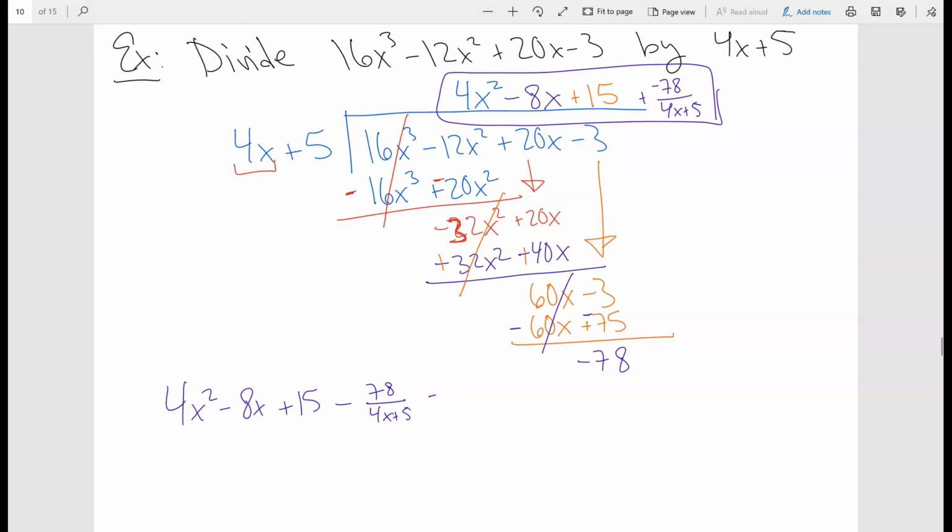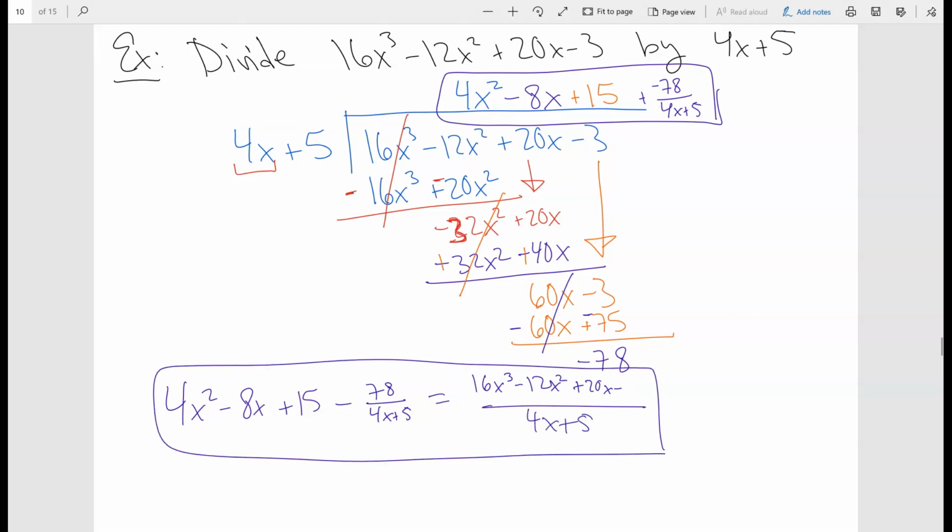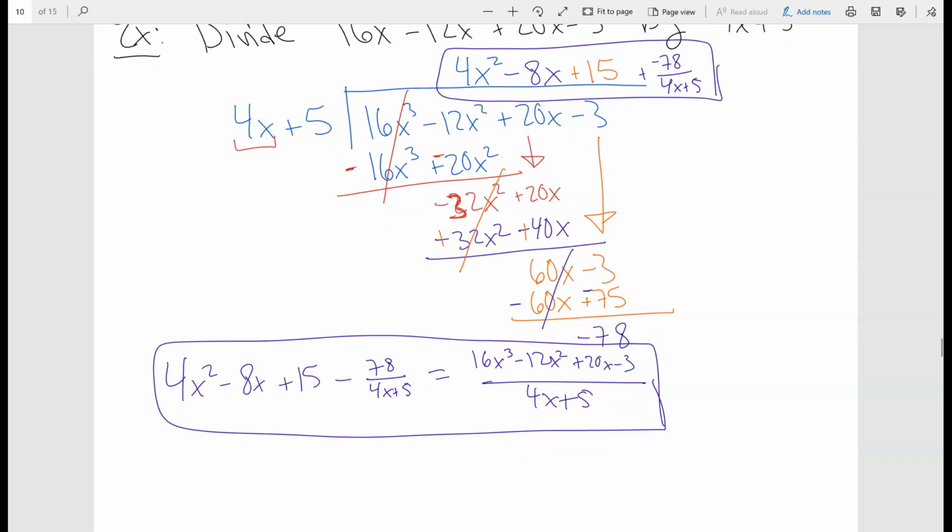Okay, so this is going to be the answer to the division of 16x cubed minus 12x squared plus 20x minus 3 divided by 4x plus 5. Okay, so that's basically the answer. The reason why we're writing it like this is because later on it's going to be very useful. But for right now, you can just leave your answer like this. But if you write it like this, it'll be really useful.